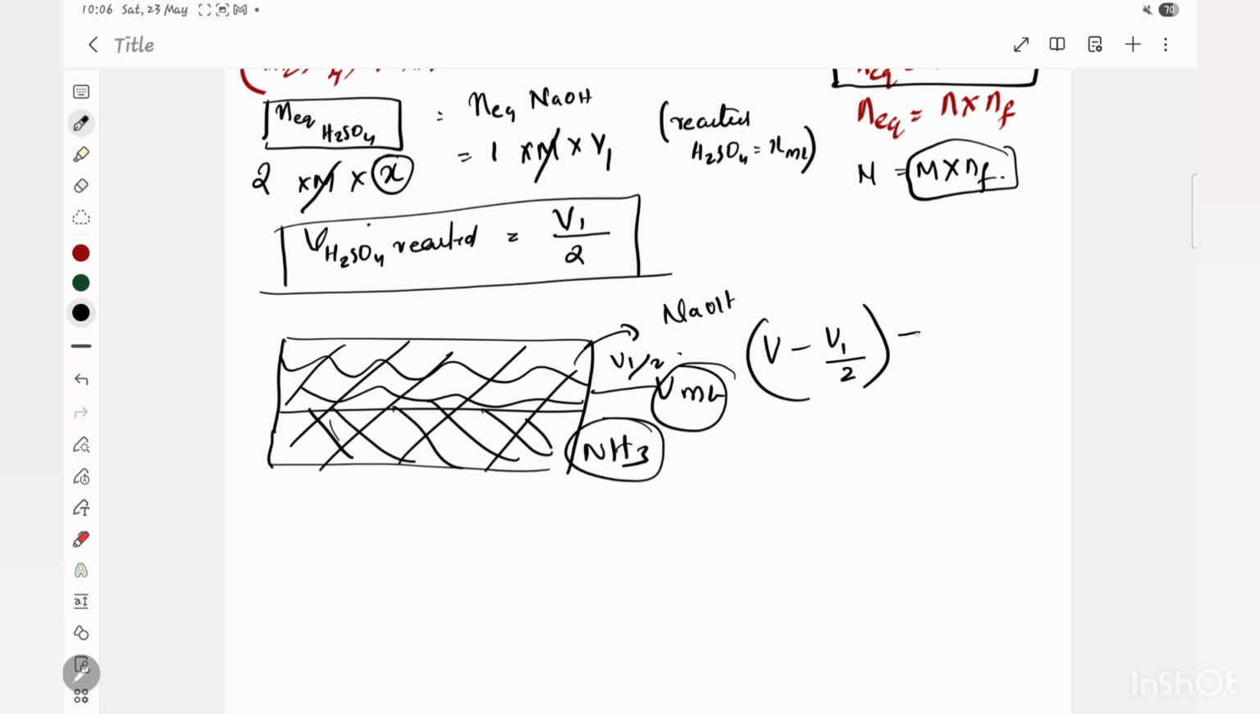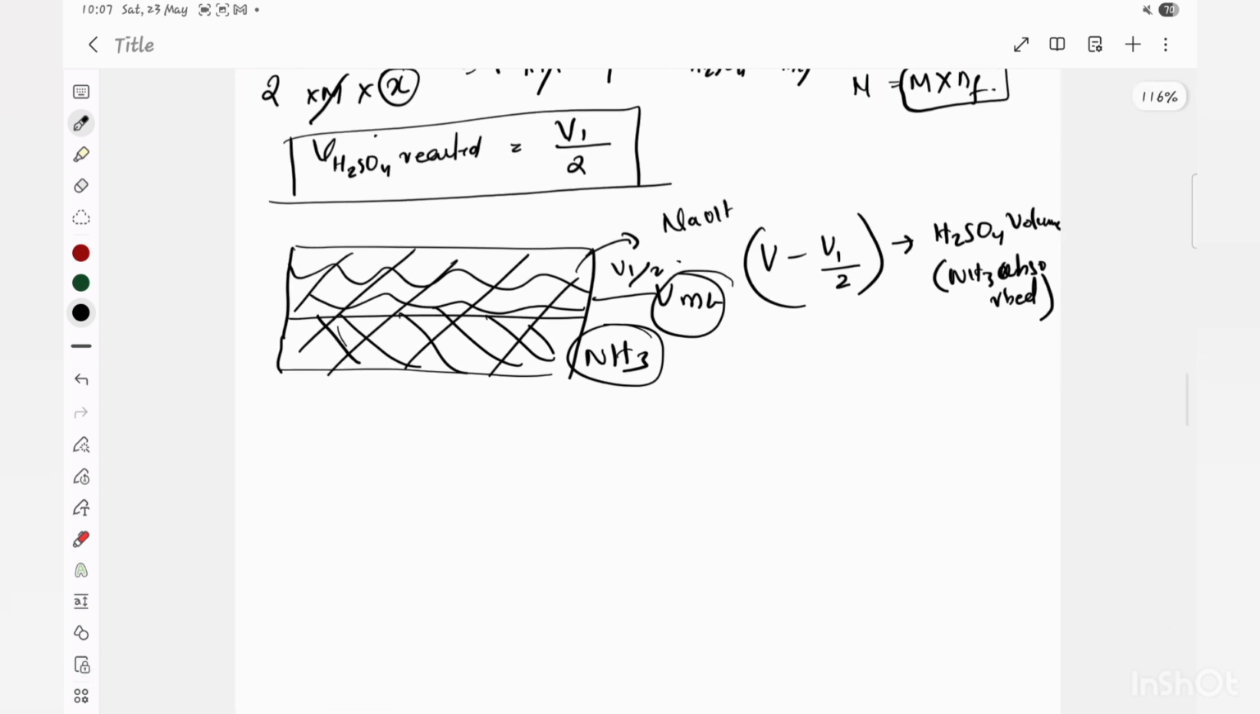This is the H2SO4 volume that NH3 absorbed. Right? Now see here, we got the volume of H2SO4 that NH3 absorbed. Now I can write the n equivalent, because NH3 is going to react with H2SO4. N equivalent of NH3 is equal to N equivalent of H2SO4 absorbed, right?